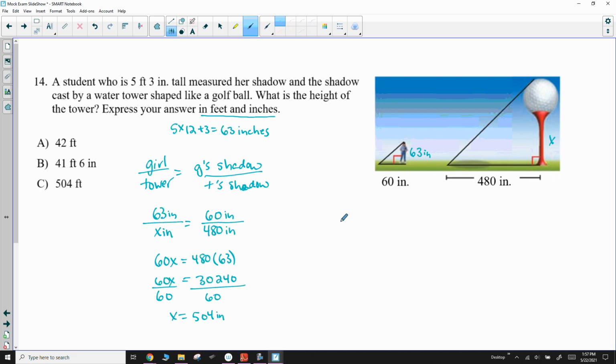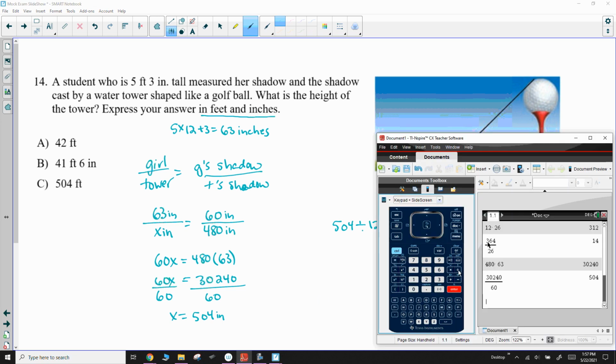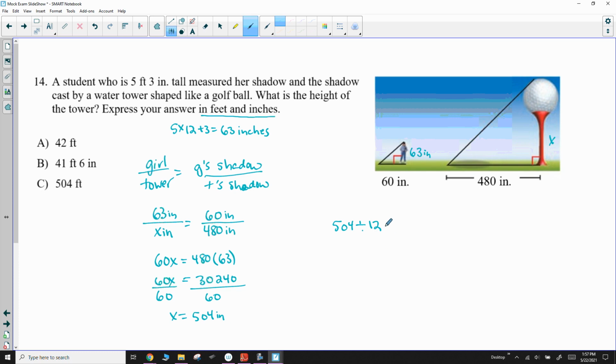In order to figure out how many feet and inches 504 is, I'm going to say 504 divided by 12. I'm not going to just hit divided by; it'll import the answer for you. Divided by 12 is 42. Awesome. So this is now 42 feet. So there's my answer.